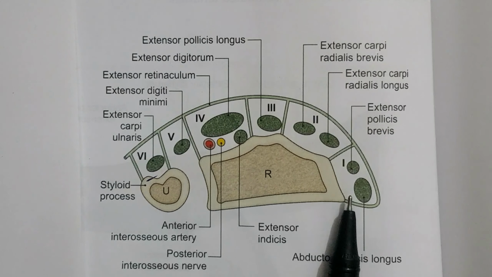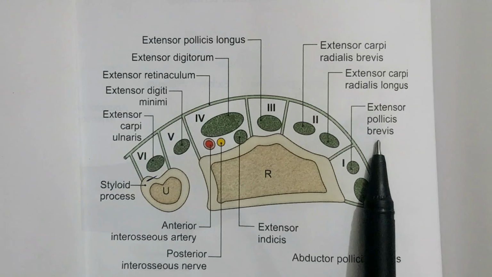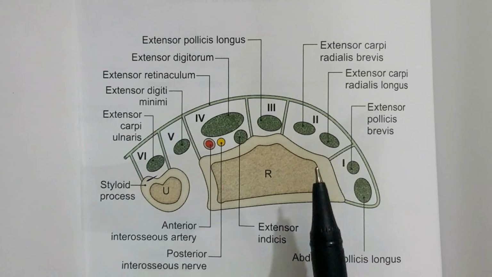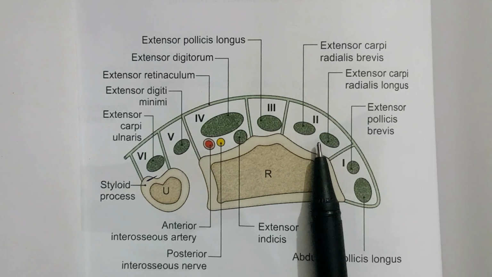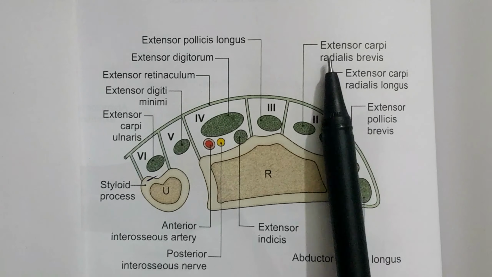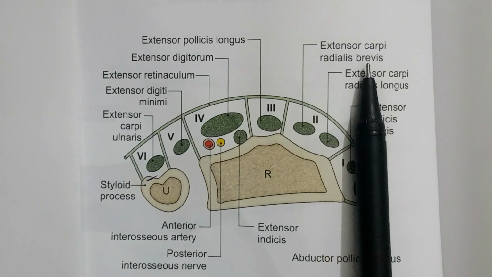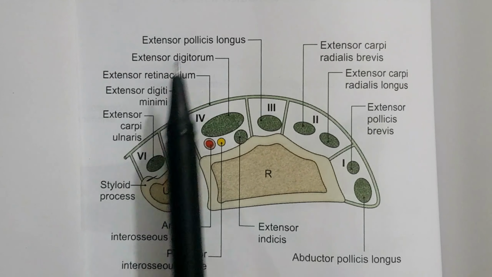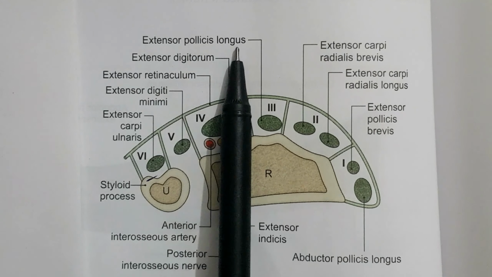The first compartment has the tendon of the extensor pollicis brevis and the tendon of the abductor pollicis longus. The second compartment has the tendon of the extensor carpi radialis longus and extensor carpi radialis brevis. The third compartment holds the tendon of only one muscle, that is the extensor pollicis longus.